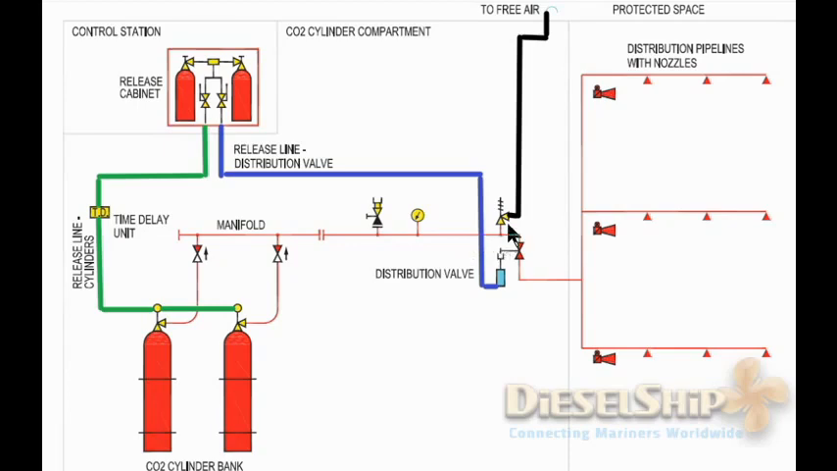And after that you have the distribution valve, which is operated through a piston. As this piston pushes up, the valve opens up, and then the CO2 goes to the engine room. And that's it with the simple system. Now let's concentrate on the actual system which is present on board a ship.